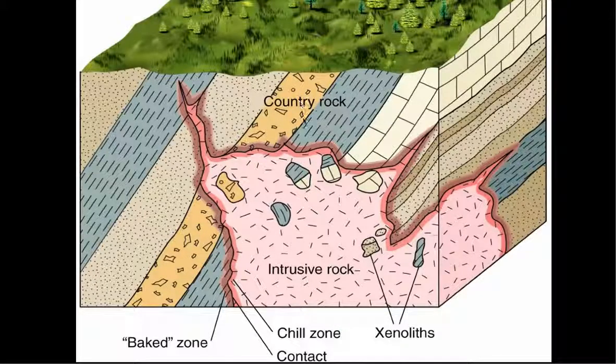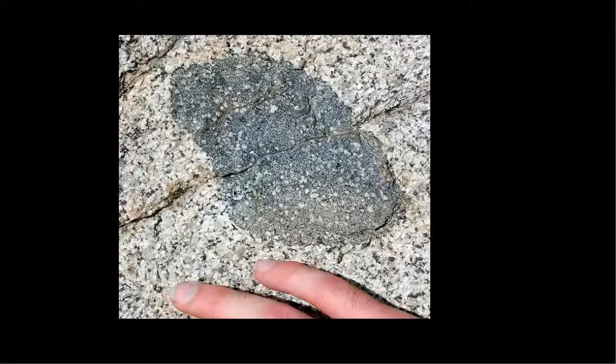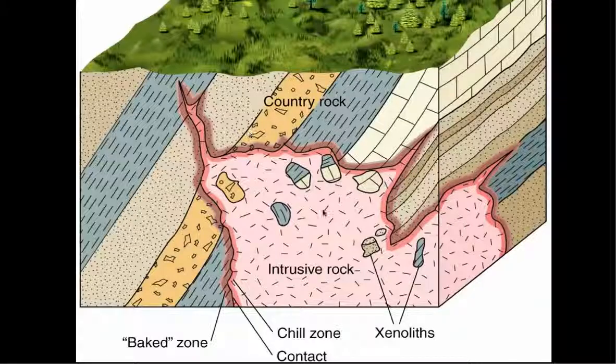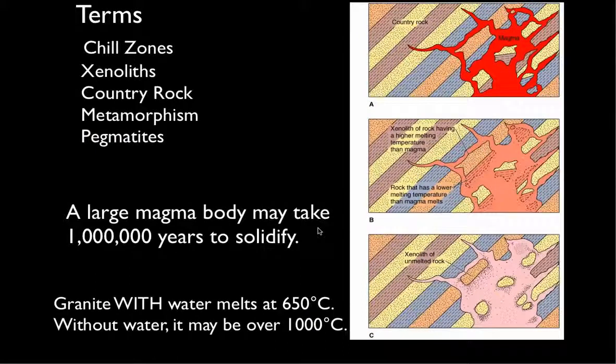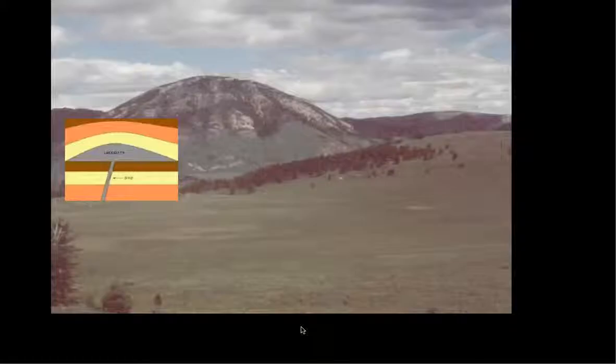On occasion, pieces of the country rock, the pre-existing rock, fall into this molten material. Ah, it hurts. Well, not really. They can handle the heat pretty well. And they get baked. This is a xenolith that fell into molten rock. It's really kind of cool we see this on the surface because it happens way underground. Now, important point, granite with water melts at 650 degrees. It's weird, but subducting granite or materials with water melt at a lower temperature. Without water, it's over 1,000 degrees Celsius.